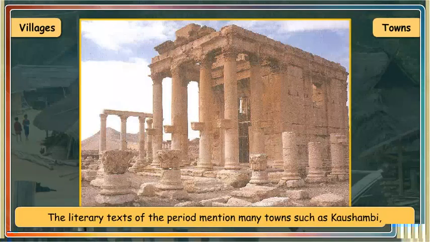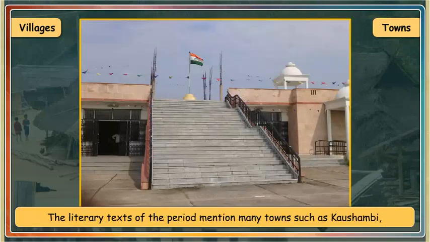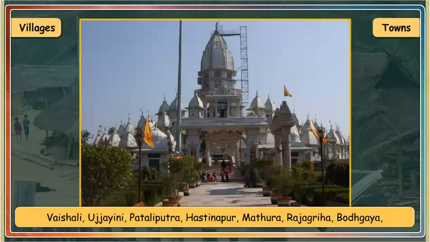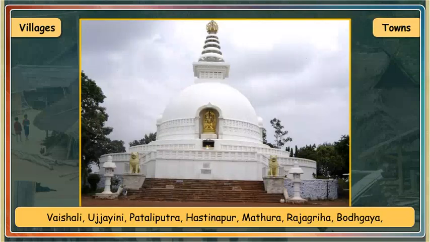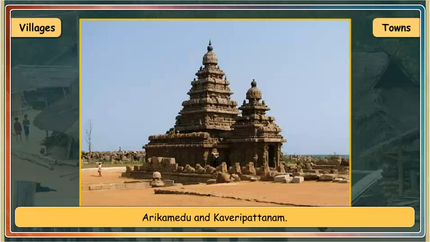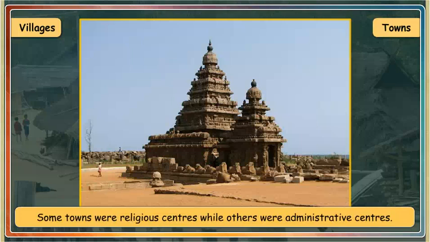Towns. The literary texts of the period mention many towns such as Kaushambi, Vaishali, Ujjaini, Patliputra, Hastinapur, Mathura, Rajgriha, Bodh Gaya, Arikamedu and Kaveri Pattanam. Archaeological evidence also reveals that there were a large number of towns during this period. Each town was famous for a particular activity. Some towns were religious centers while others were administrative centers.